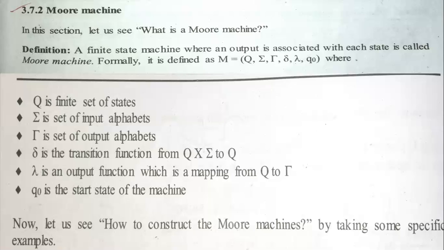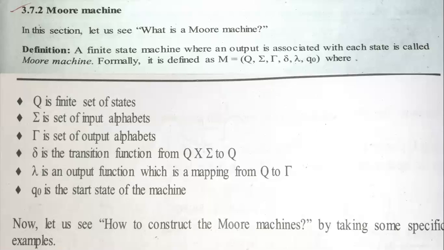Now we'll go for the definition. In this session, we will be discussing what a Moore machine is and examples of that. What is a Moore machine? A finite state machine where an output is associated with each state is called a Moore machine.